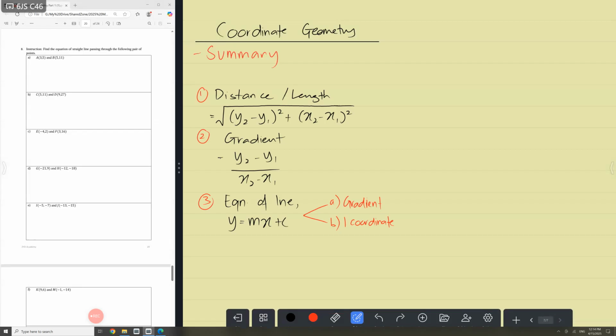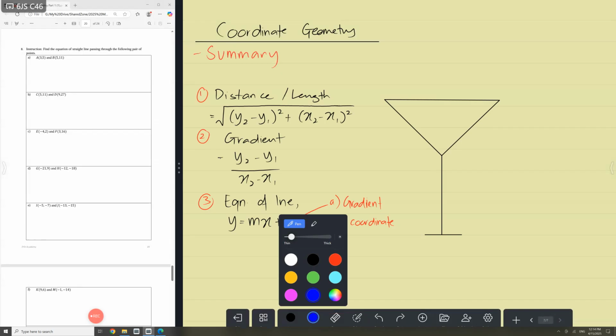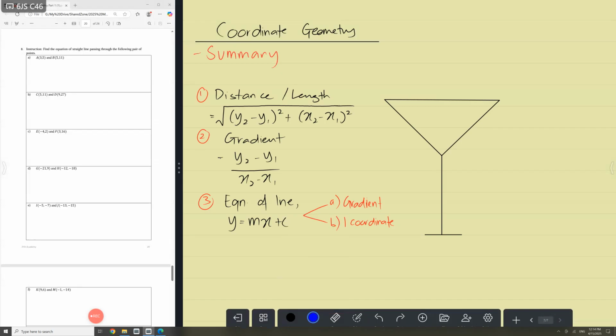In the event you don't have the gradient, but you have two coordinates, use the two coordinates to get your gradient first, and then do the respective next steps. What I want to show you next is this figure. It looks like a conical cup or something, right? Remember this to relate to your gradient and your equation of line.